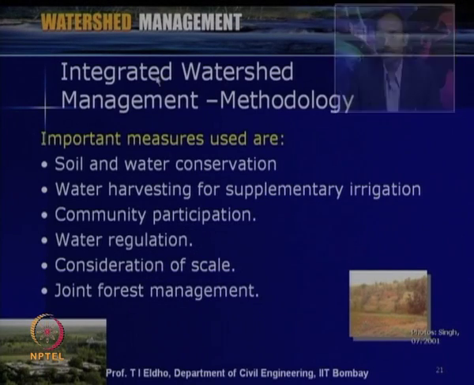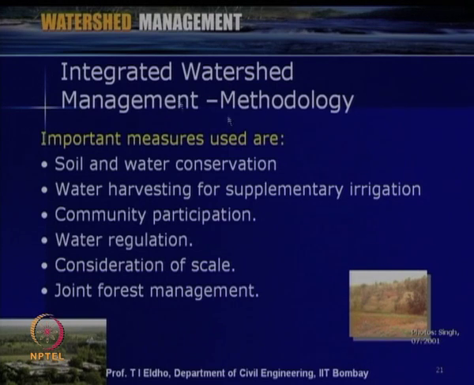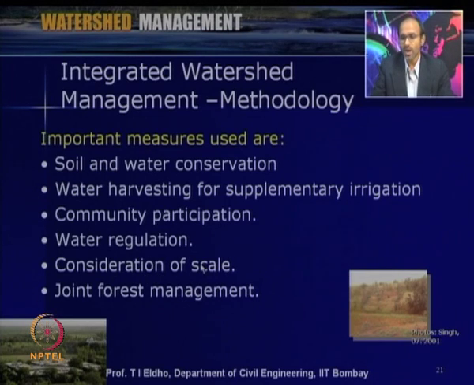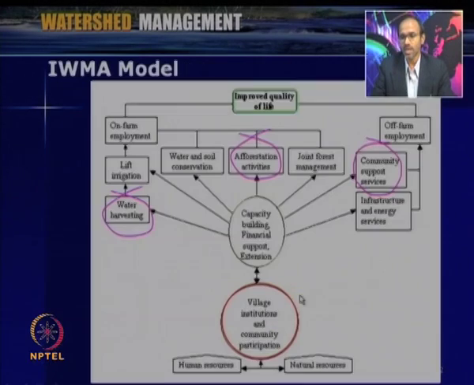In integrated watershed management, the important measures used in the methodology are listed here: soil and water conservation, water harvesting for supplementary irrigation, community participation, water regulation, consideration of the scale, like a minor or major watershed depending on the requirement, and joint forest management. Integrating these various issues, we can develop an appropriate methodology for the integrated watershed management approach, and so develop an integrated watershed management model. This model we have discussed earlier also.